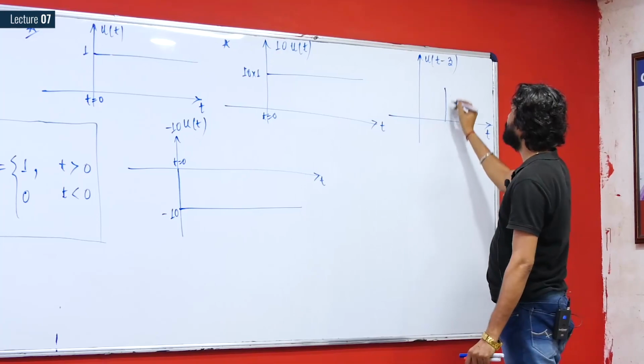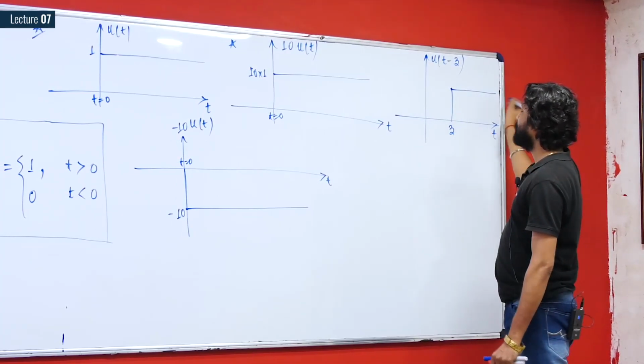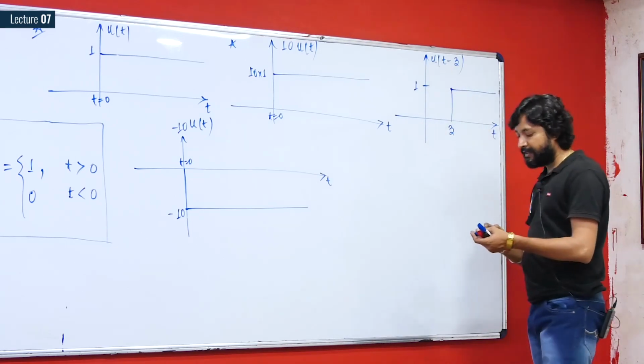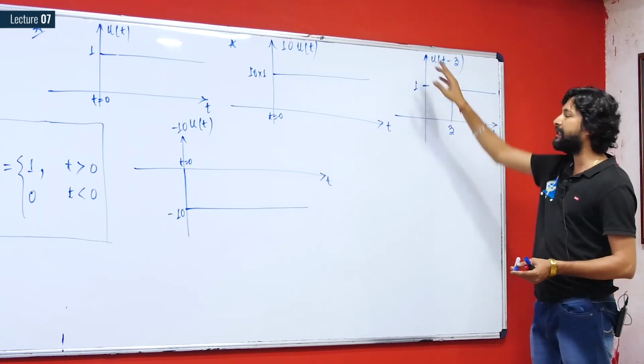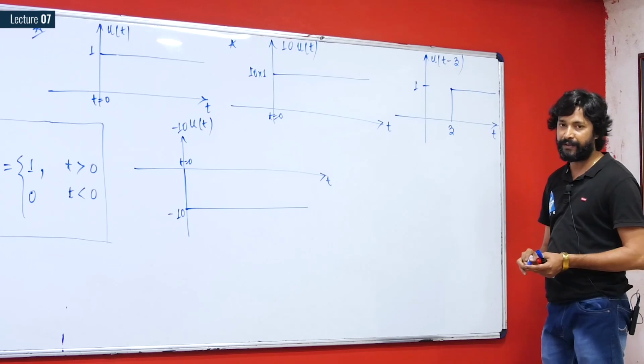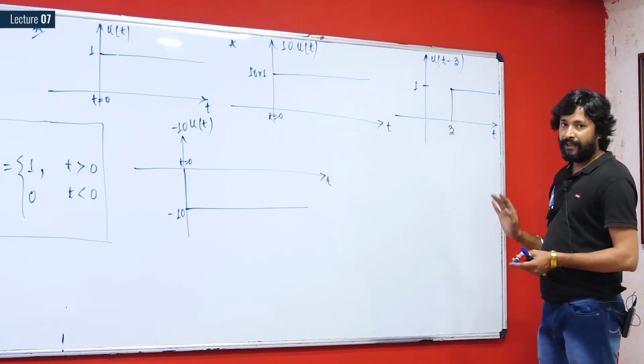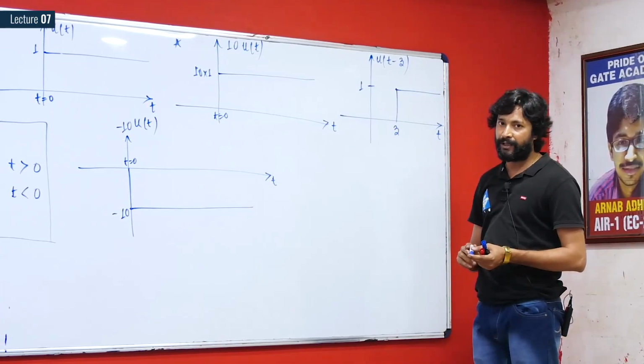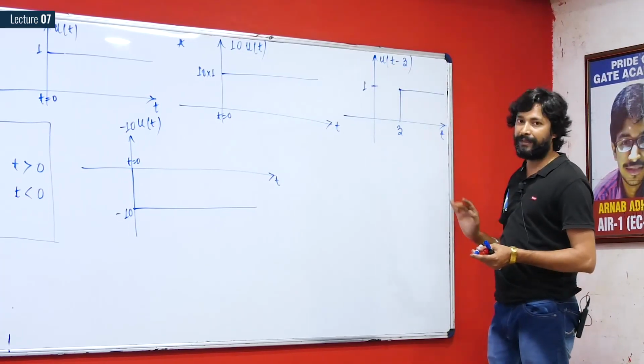So this function will be existing from 3 to infinity for time t, and the value written just before the step function will indicate the magnitude, the amplitude of that step function. So it is 1. Now if you want, you can use the basic definition of step function also to find this value of u of t minus 3.